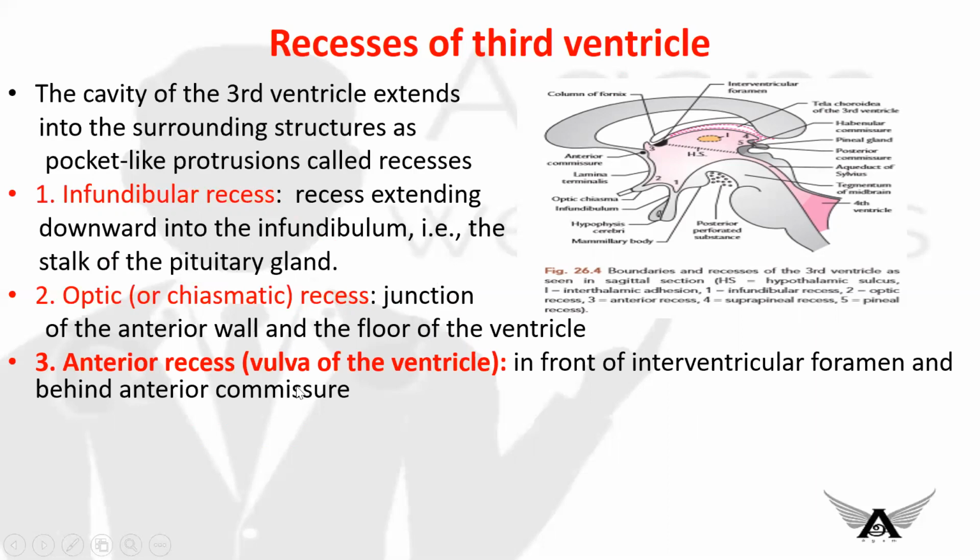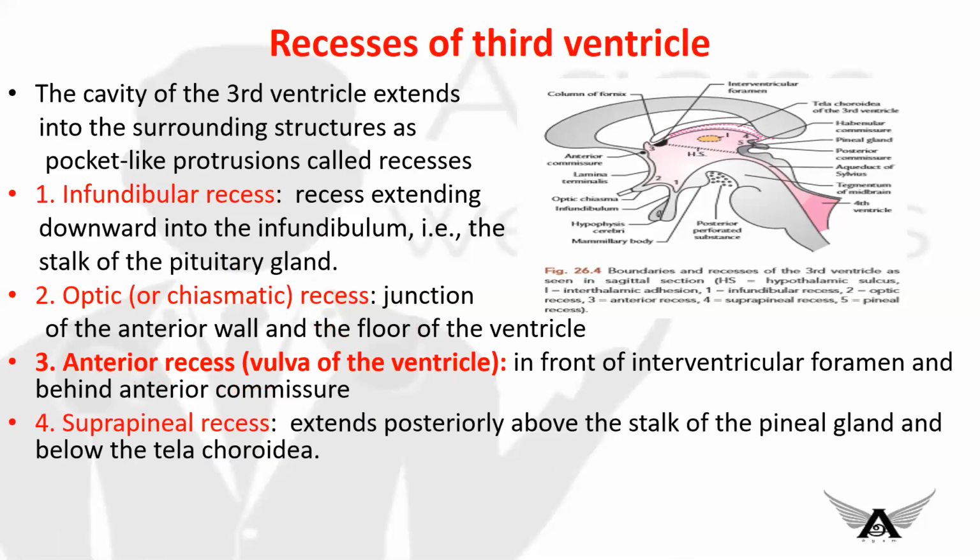Now you have the anterior recess or vulva of the ventricle. It extends in front of the interventricular foramen and behind the anterior commissure. See, commissures are just tract fibers. We'll study more about that in the last chapter. I think all of you are following. So the last chapter contains the anterior commissure, posterior commissure, and many things like that. So the anterior recess extends in front of the interventricular foramen and behind the anterior commissure.